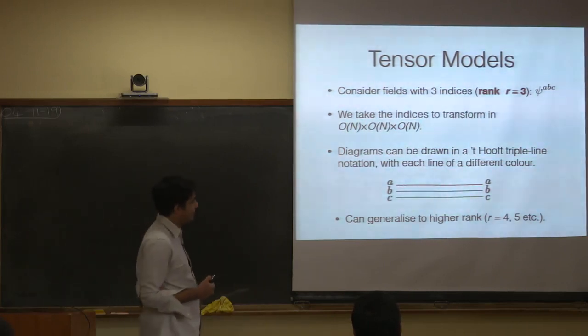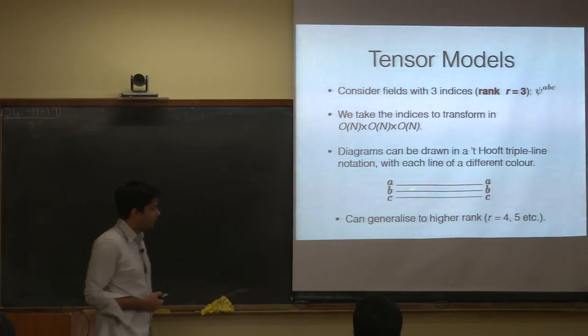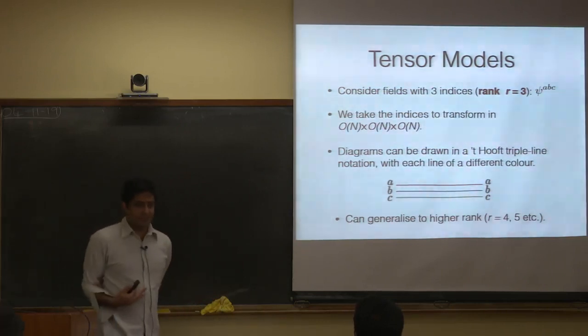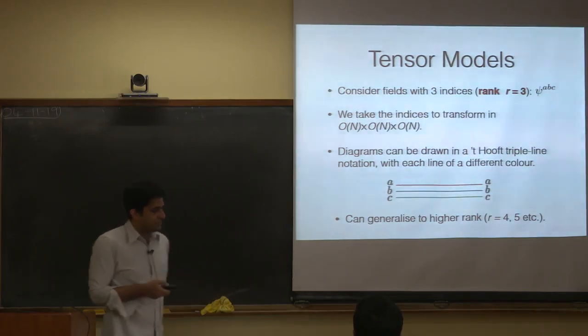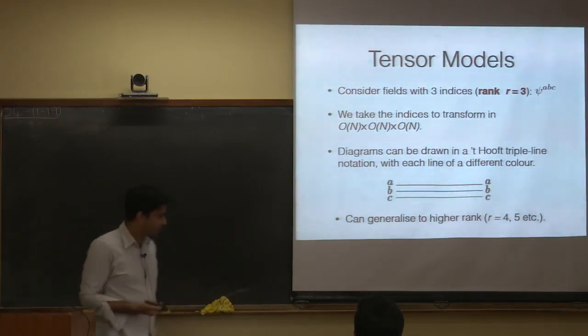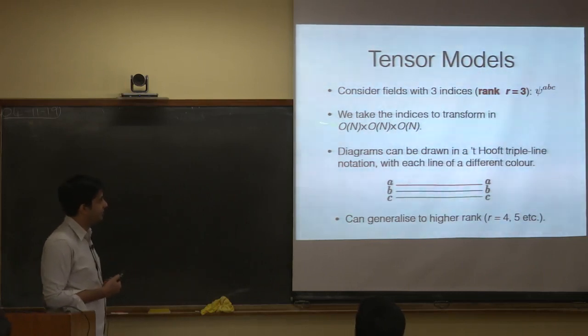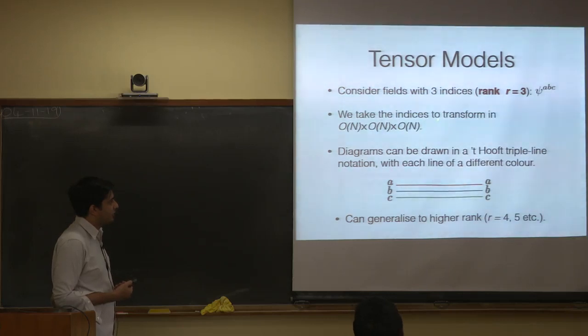If I was to take a single gauge group and have the symmetric traceless representation of that gauge group, then the 3 lines would have to be in the same color, which can be studied, but it's a little bit easier when the lines have different colors. So the case we're considering is 3 or more gauge groups, ON cross ON cross ON, and each line is a different color.